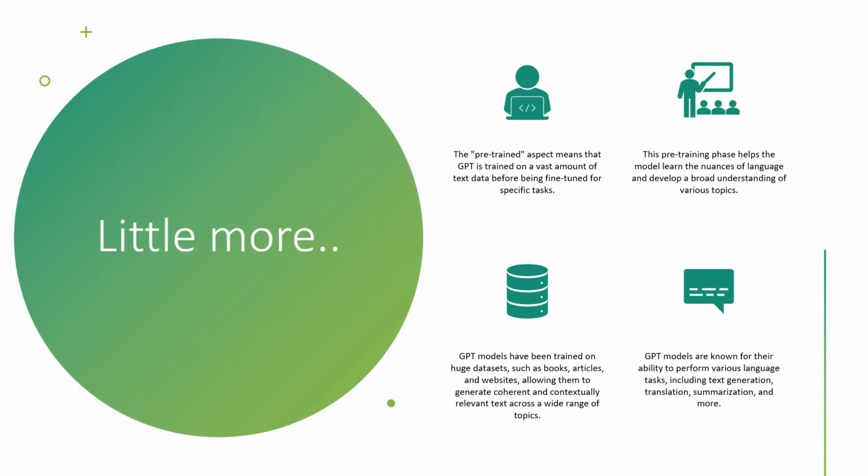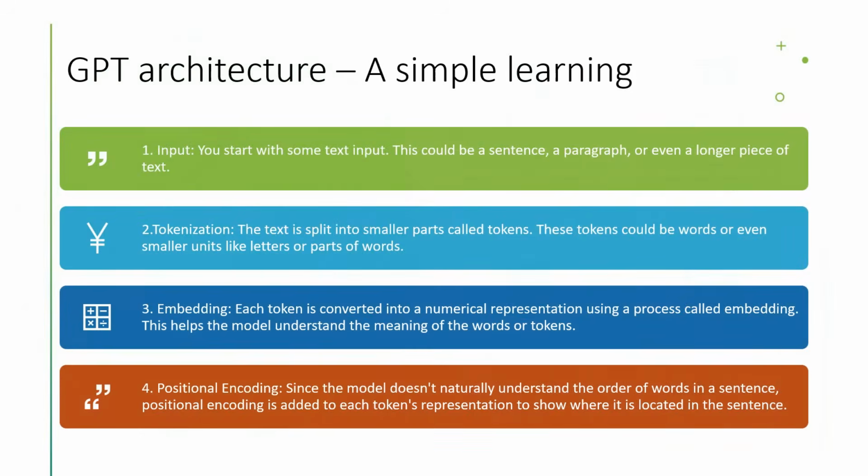GPT models have been trained on very large datasets like books, articles, and websites, and this allows them to generate coherent and contextually relevant text across varied topics. So GPT models are very well known for their ability to perform various language-related tasks, which can include text generation, translation, summarization and many more. Let's get into the GPT architecture in a very simple way.